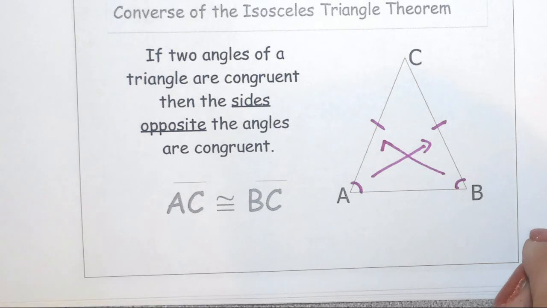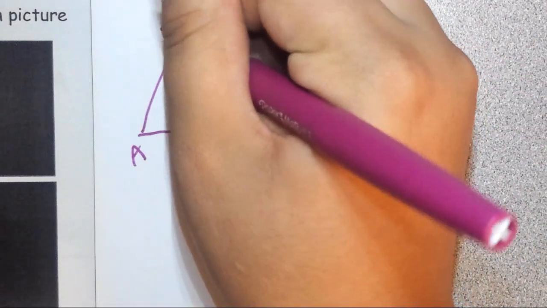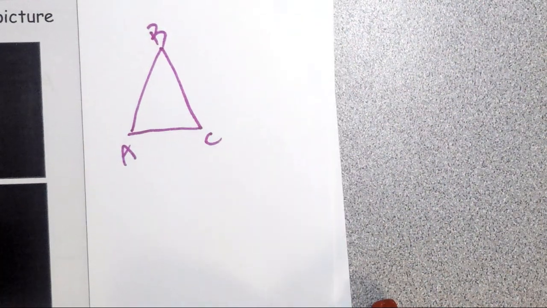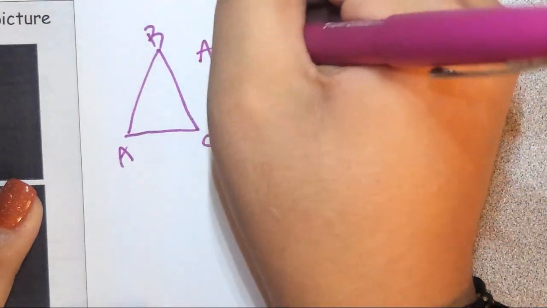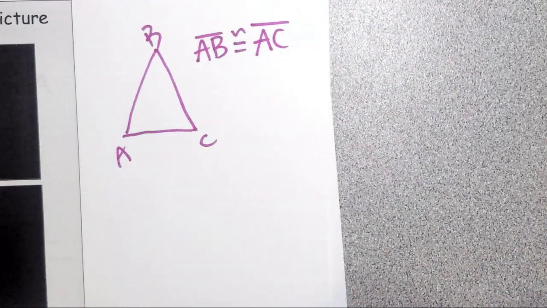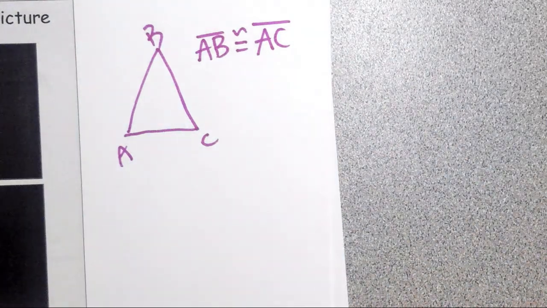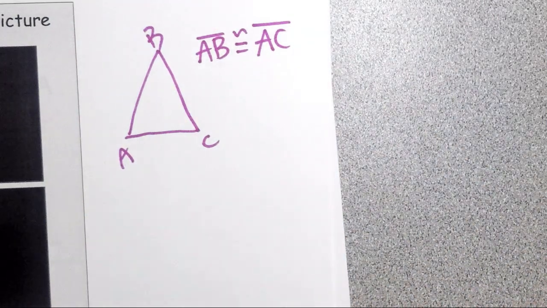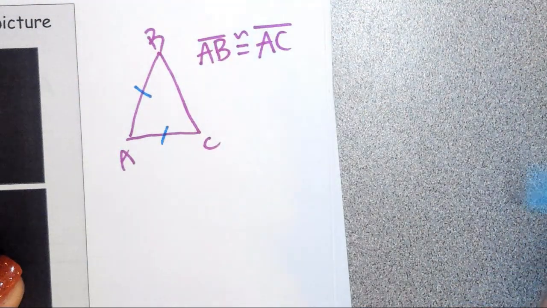Okay? All right, so I'm going to draw a picture over here. I was supposed to have pictures here, but it didn't necessarily work out. All right, if I have triangle ABC, and AB is congruent to AC. If I tell you AB is congruent to AC, what do I know? Then AB is a leg, and AC is a leg. But what else do I know? It's an isosceles triangle.